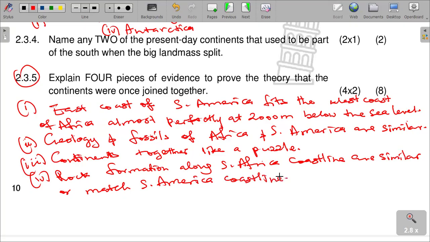So all these are showing that the Earth was once a supercontinent, or was once one place, that we can maybe explain.